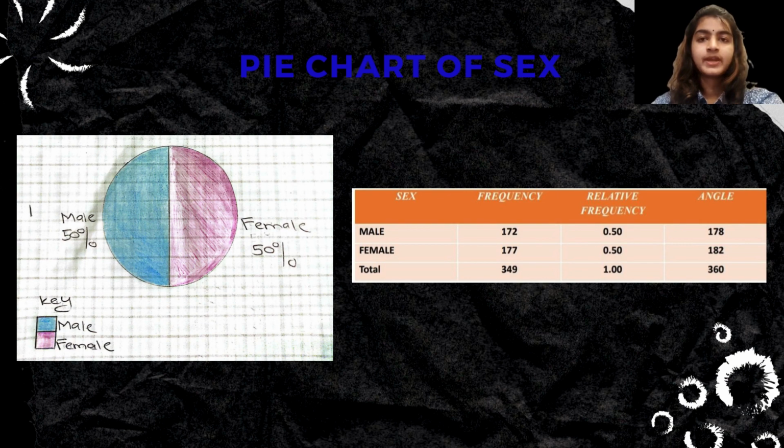Last but not least is the pie chart. According to the pie chart, the most significant percentage for male is 50% and it has the highest frequency of 178. The frequency for female is 172 and the second highest proportion is 50%. Both male and female have the same percentage, which is 50%, but different frequency.